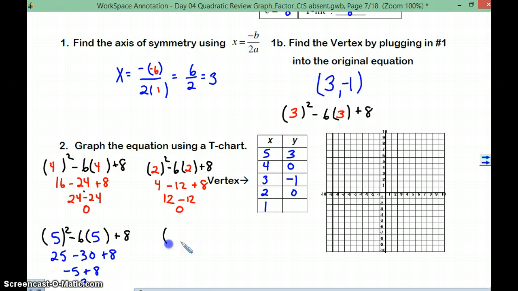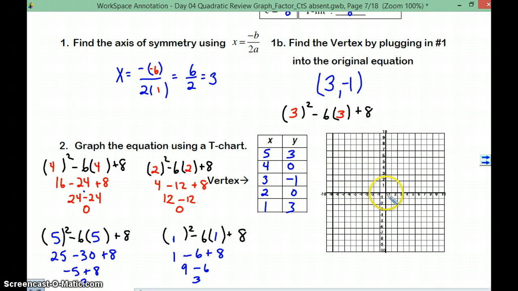Now let's just double check the other point just to make sure that it's correct, that we didn't make any mistakes. So we put in 1 and 1. We end up with 1 minus 6 plus 8. Okay, well, 1 and 8 is 9. So 9 minus 6, 3.